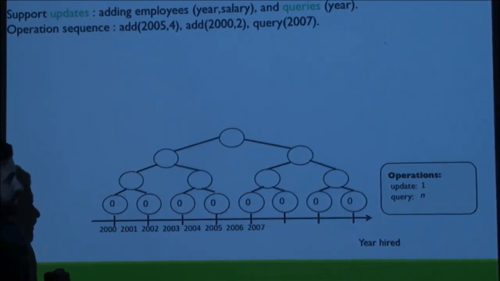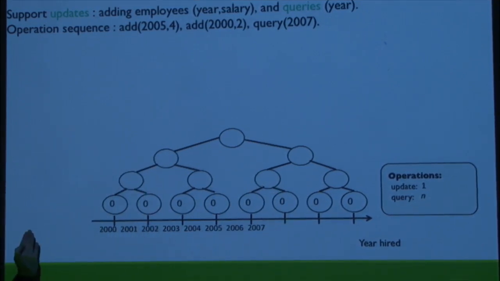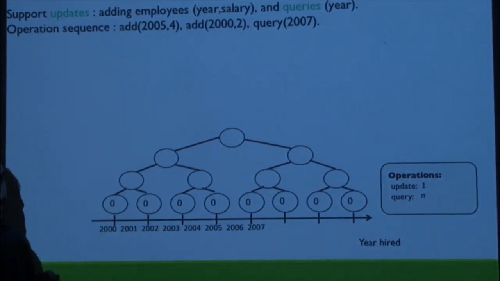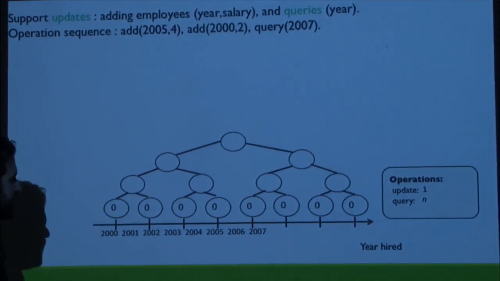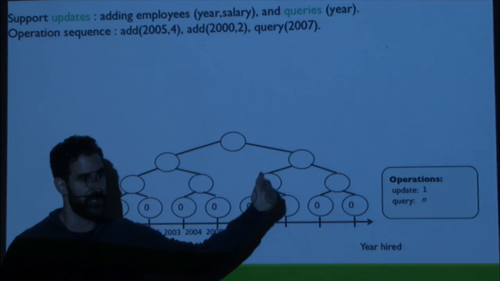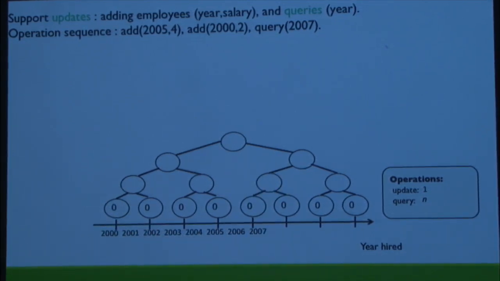A query is just a year, and you need to return the sum from everything before. Yes, so how much salary in total did we spend on all the employees? The query time is linear in the number of years you can be hired, which is linear in n. Remember, n here is the number of operations, the length of the sequence.